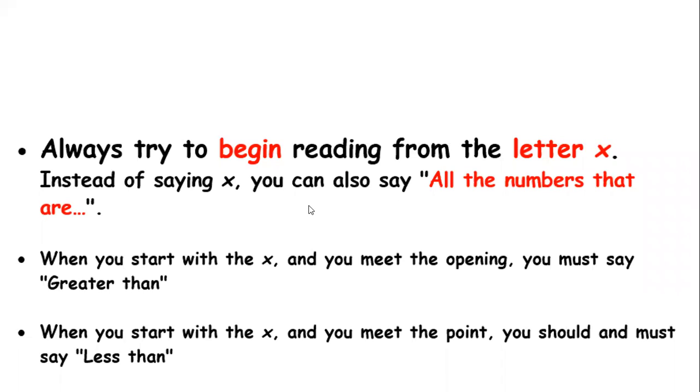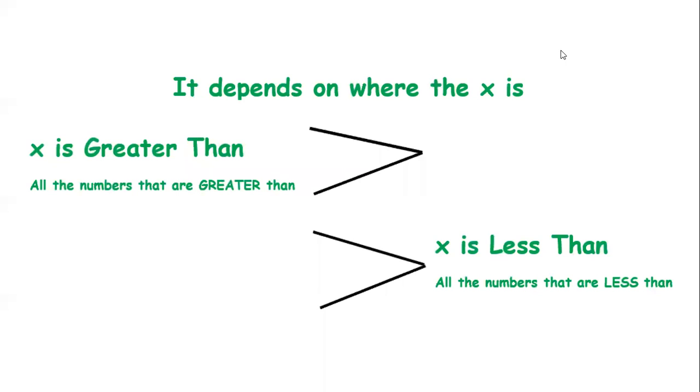Now, whenever you see this sign, the inequality sign, always try to begin reading from the letter X. Instead of saying X, you can also say all the numbers that are. When you start with X and you meet the opening, you must say greater than. When you start with X and you meet the point, you must say less than. It all depends on where the X is.